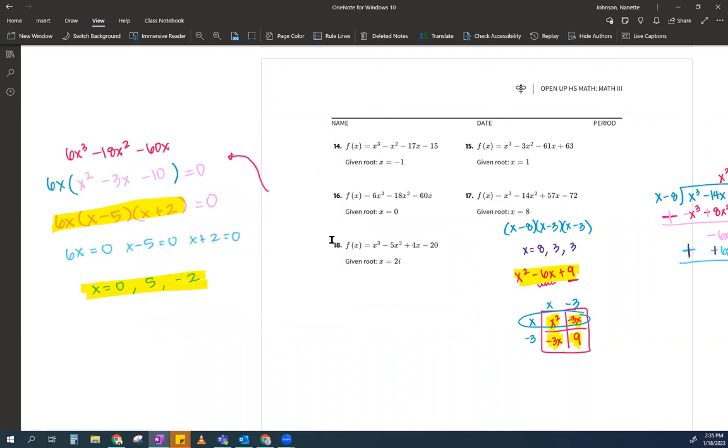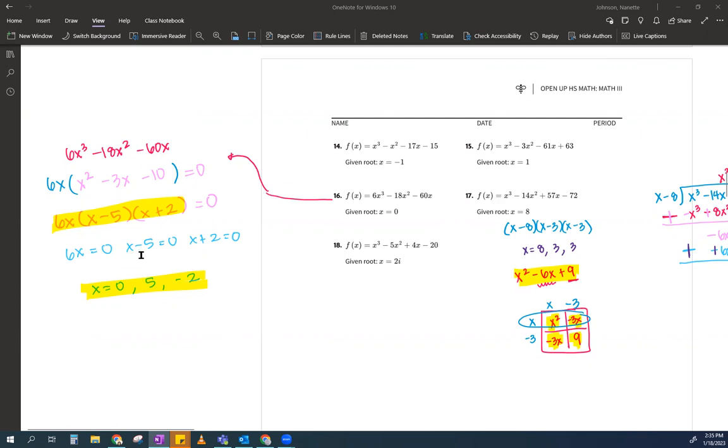Any questions on number 16? What was the hardest part? What's the part that you're going to get confused on? How did I get this 5? This 5 here?